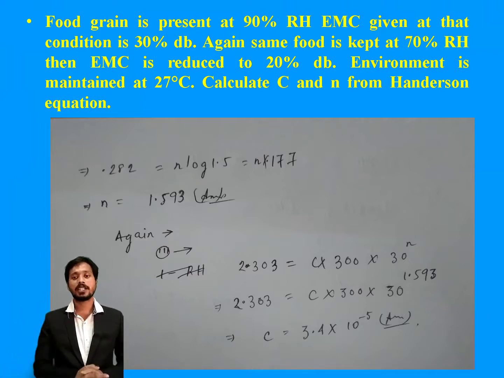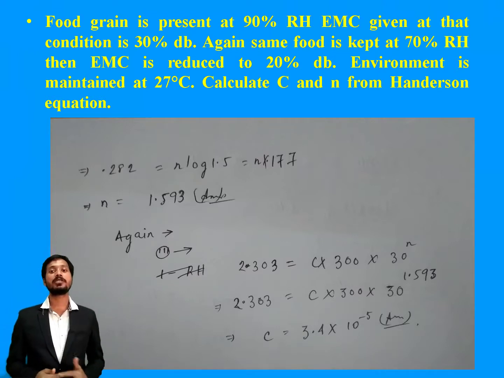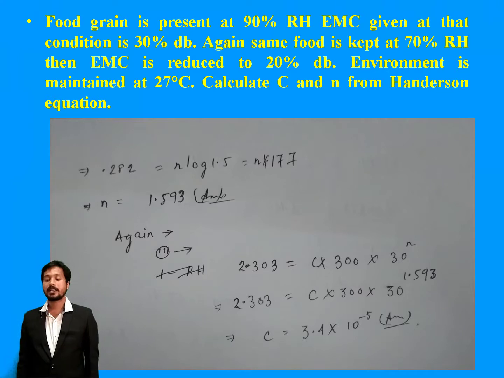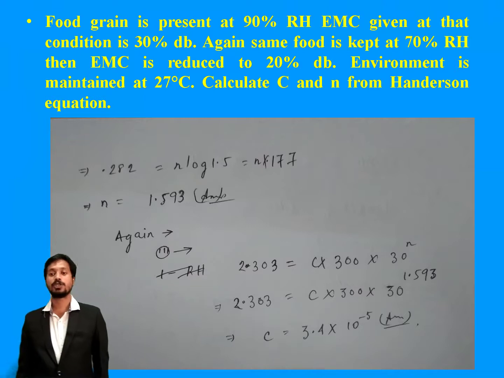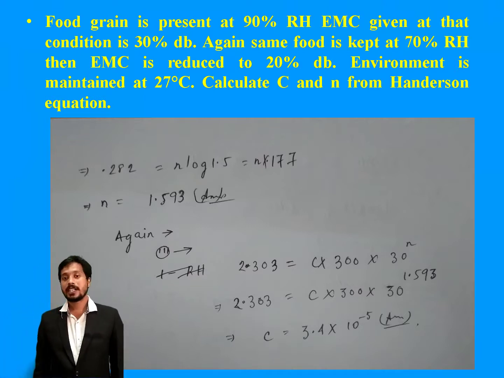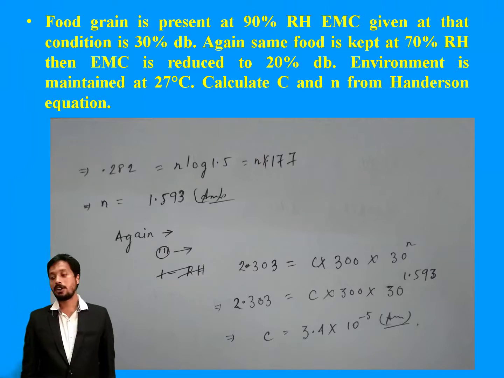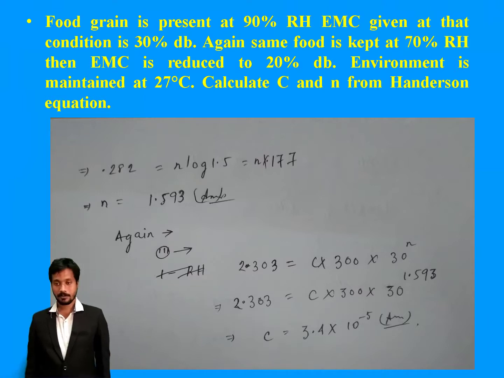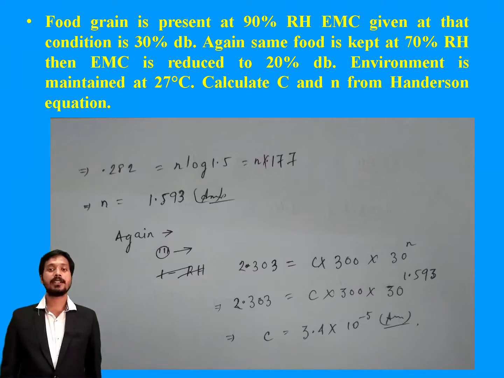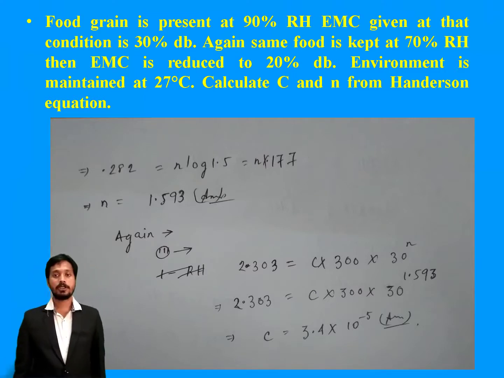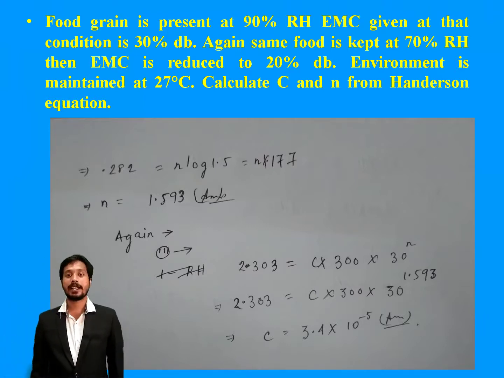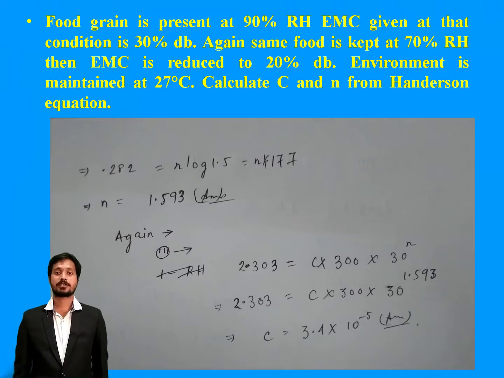Now you take any one equation, third, fourth, first, second, any one equation, and you put the value of n. So I have taken here the third equation. The third equation is 2.303 equals C into 300 into 30 power n. So in that equation, if I put the value of n, only one unknown is there, C. So from there 2.303 equals C into 300 into 30 power 1.593. So ultimately it comes C equals 3.4 into 10 power minus 5. So these are the values of C and n. So this is the solution of this question.